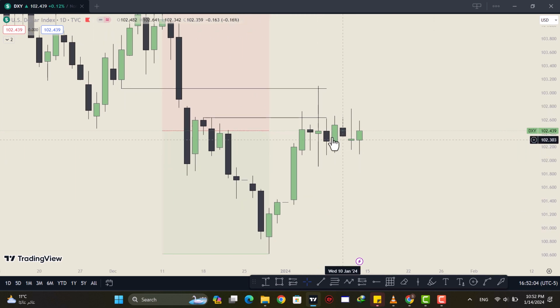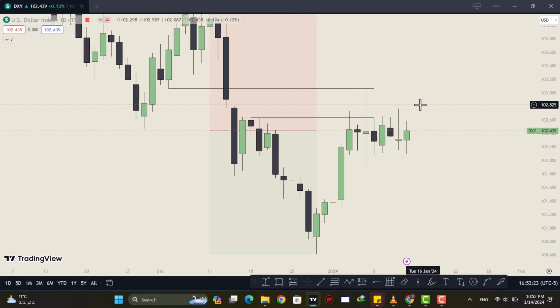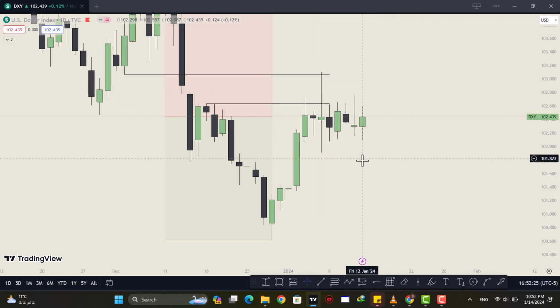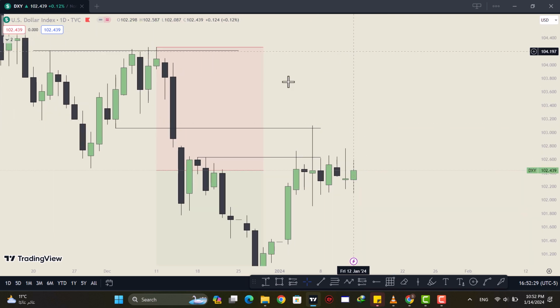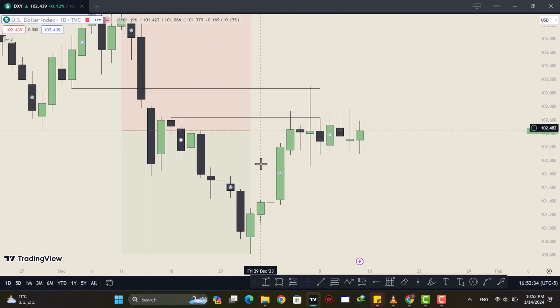So with a consolidation, I'm not interested in this instrument and all the instruments that are related to this index. So EU, GU, and Australian dollar against the US dollar, right? Unless we see a clear displacement to the downside or the upside, so a potential reversal if we closed above the weekly fair value gap, right? So for now, I'm not interested.